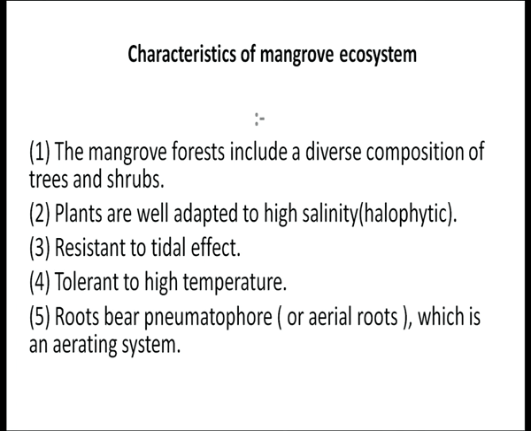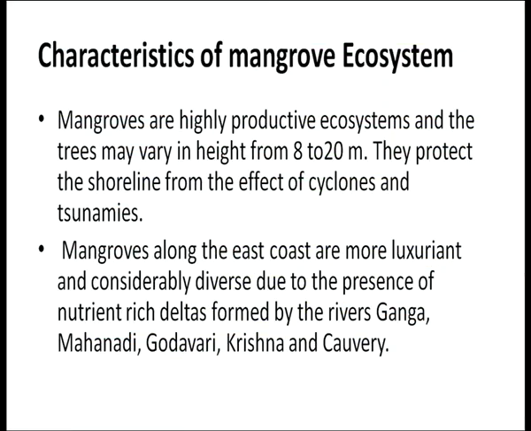Roots bear pneumatophores to help them in aeration. Mangroves are highly productive ecosystems and the trees may vary in height from 8 to 20 meters. They protect the shoreline from the effect of cyclones and tsunamis. Mangroves along the east coast are most luxuriant and considerably diverse due to the presence of nutrient-rich deltas. They are formed by the rivers Ganges, Mahanadi, Godavari, Krishna and Kaveri.